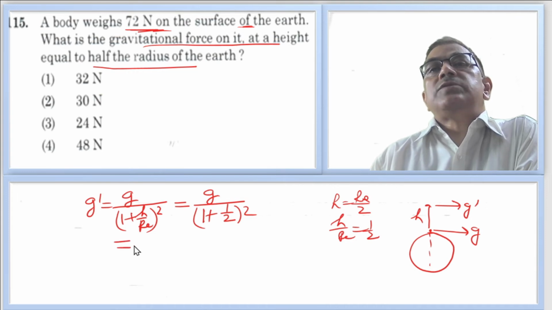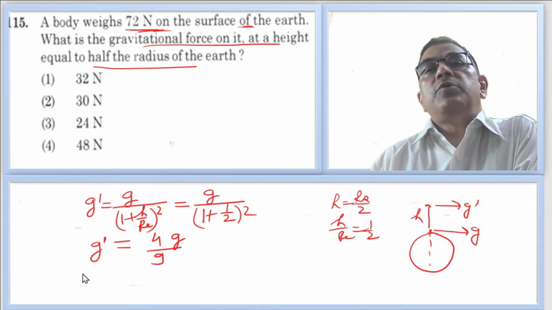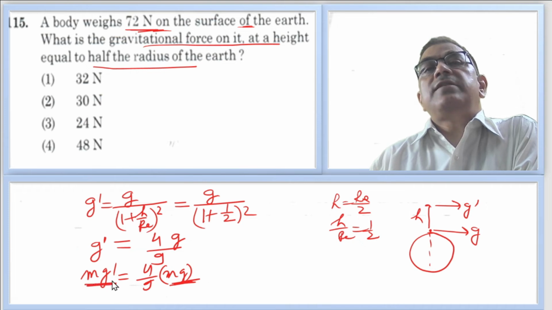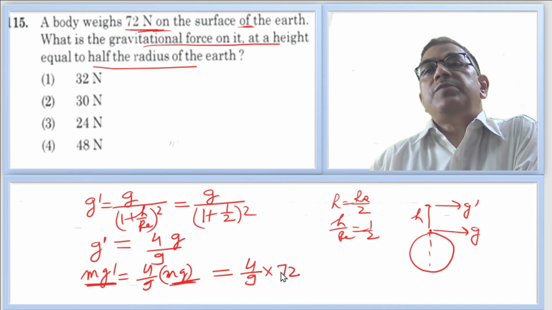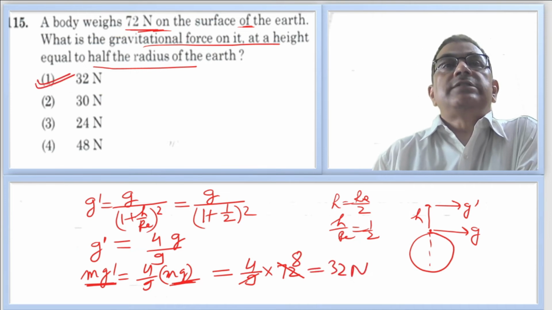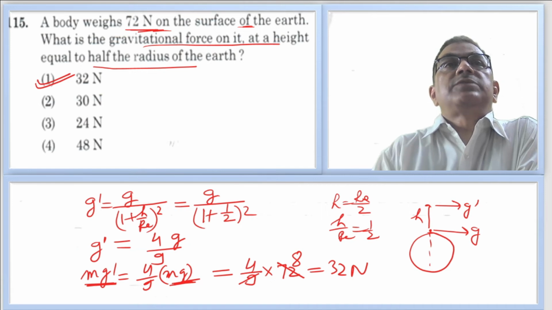Solve it further. So this will become g dash equals 4 by 9 g. Now multiply both sides by small m. m g dash is equal to 4 by 9 into m g. Now this mg becomes the weight on Earth's surface, and this will be the weight at height h. So the weight at height h: mg is 72, so 72 divided by 9 is 8, 8 times 4 is equal to 32 Newton. So the first option is the right answer. Is that right? Let's proceed with the next problem.